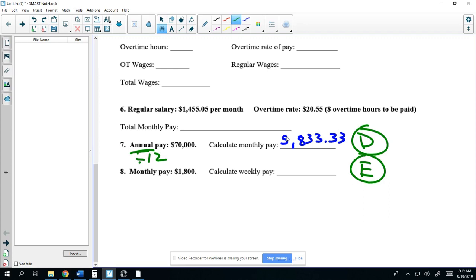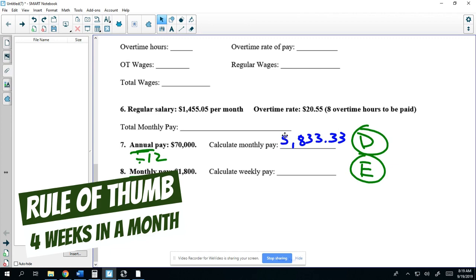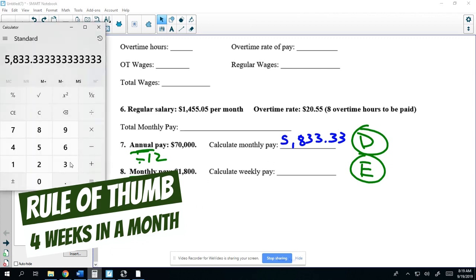Our final type of problem, we'll label as problem set E, has to do with turning our monthly pay into weekly pay. By rule, there are 4 weeks in a month, so we simply need to take our monthly pay divided by 4 to calculate how much we get paid per week.